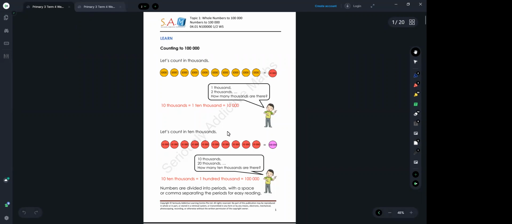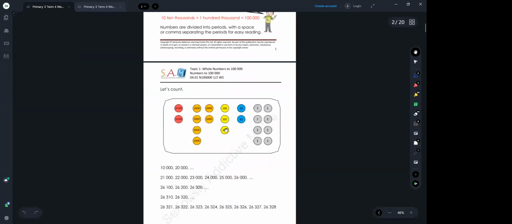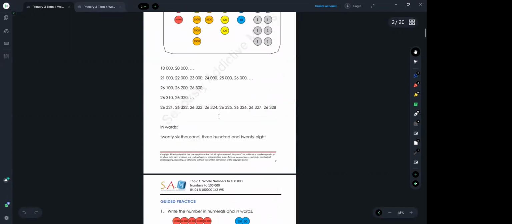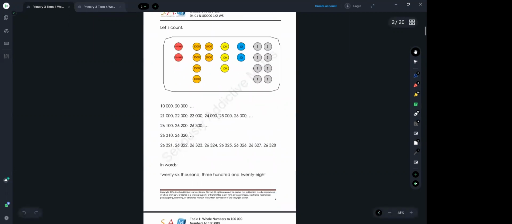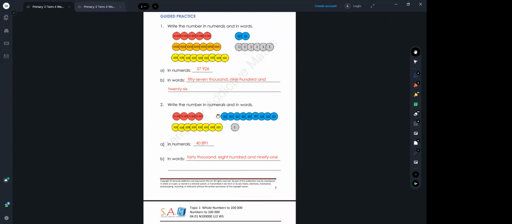In order to reinforce their understanding of place value as well, you might want to ask them a question: how many 10,000s are there in 100,000? Okay, how many 10,000s are there in 100,000? Correct answer is 10 10,000s. So with all these, I might just want to quickly get everyone to count together because it can be quite time consuming. After that, do the guided practice.